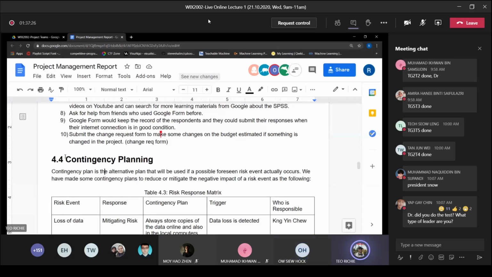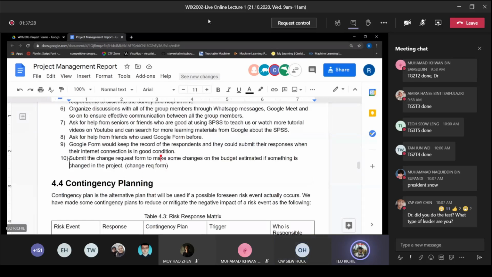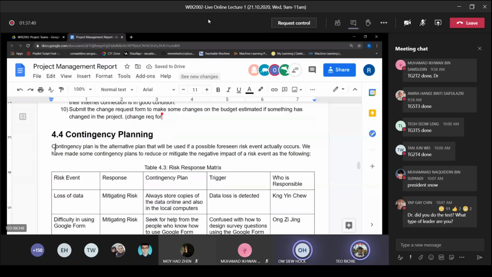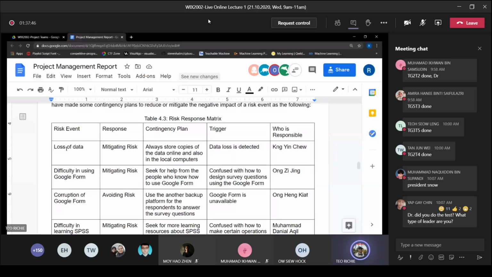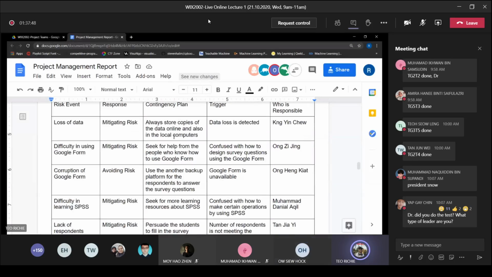So my friend here has already changed the part, which is to submit the change request form to make some changes on the budget estimate if something has changed in the project. Okay, moving on, the contingency plan. We just give a brief definition right here, and we have the risk response matrix. Check one or two, right?